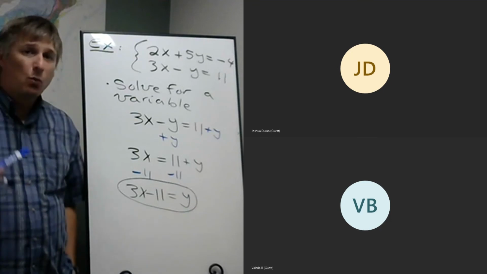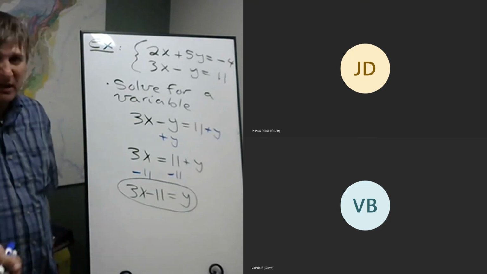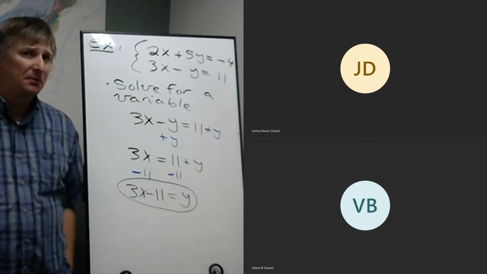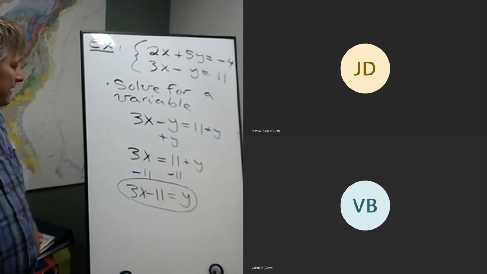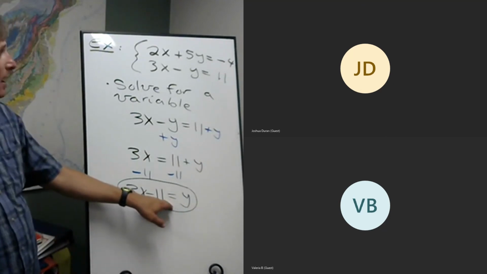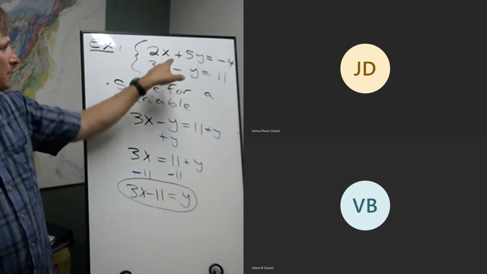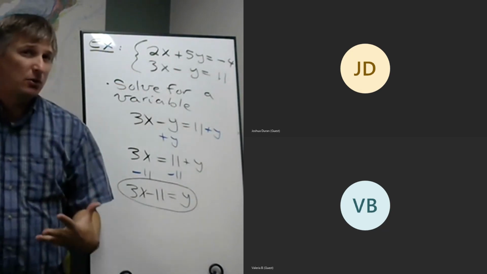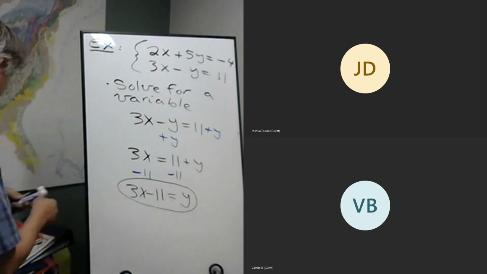So we want to solve for one of the variables first. Could have been x, but y just seemed easiest. Then we're going to take this, we're going to substitute for y in the other equation. Now, this is where you do have to go to the other equation.